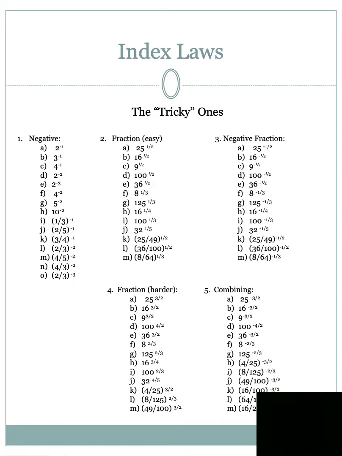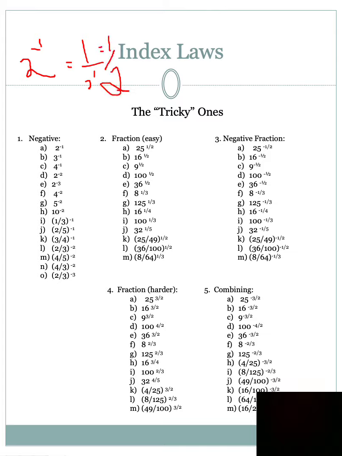Right, guys, and then I've got a few more that I will do. So I'm not going to do every single question. Okay, for number 1, we've got negative indices. Now, when it's the power of -1, it just means the reciprocal. So 2 to the -1 just means 1 over 2 to the power of 1, which is just going to be 1 over 2. So that minus there is what we call the reciprocal.